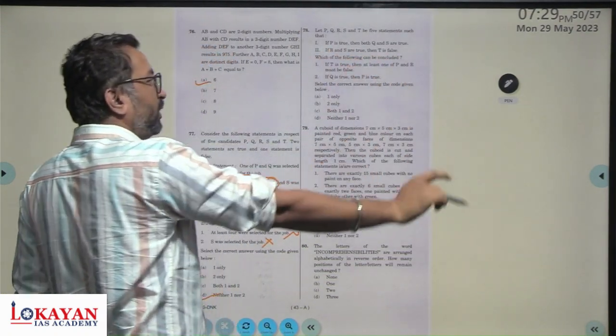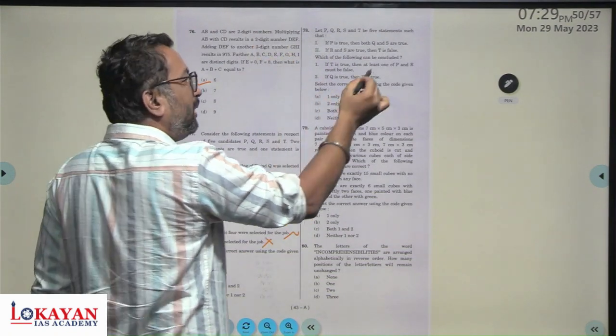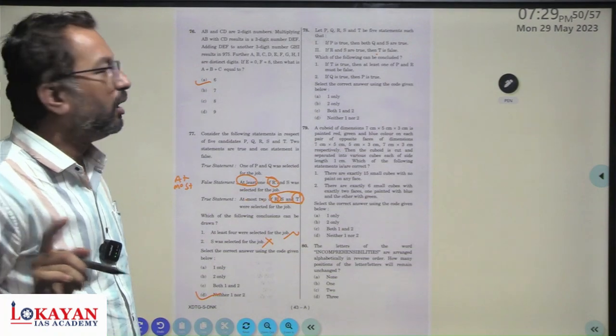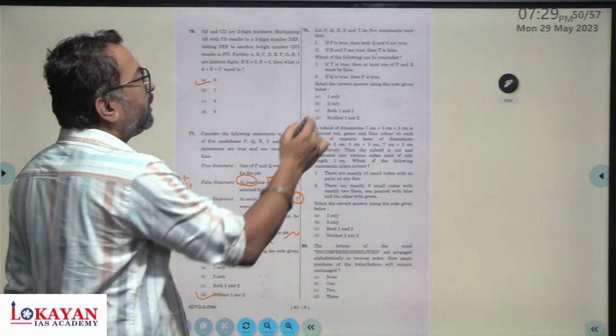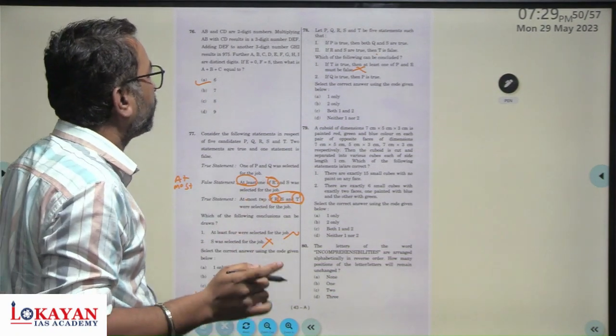When is T false? When R and S are true. But that doesn't mean when T is true, R and S are false. That doesn't mean R and S are false. So this reverse condition doesn't apply. It is not applicable.